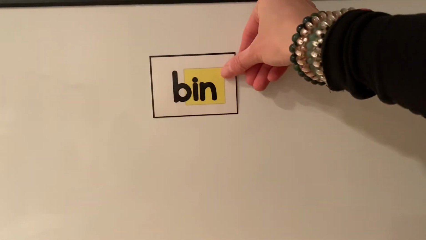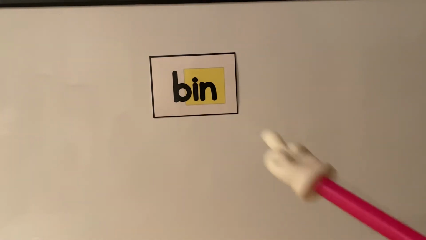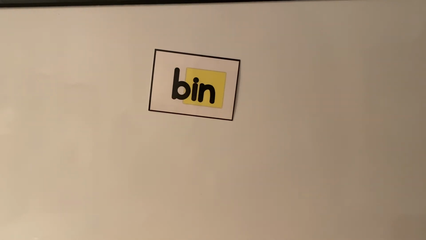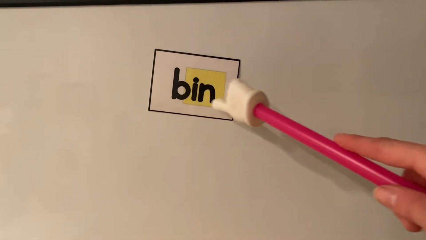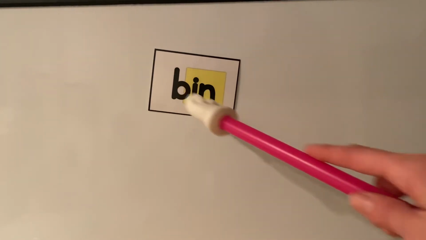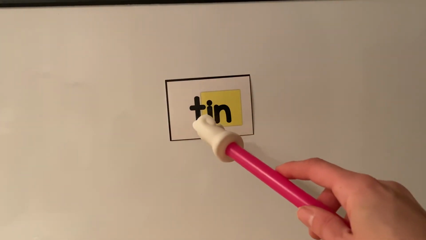We're going to practice our words. Ready? See if you can read it by yourself. I'm going to point to it and you sound it out. Now let's do it together. B, in, bin. One more time. B, in, bin. Great job. Let's try this one. Go ahead.